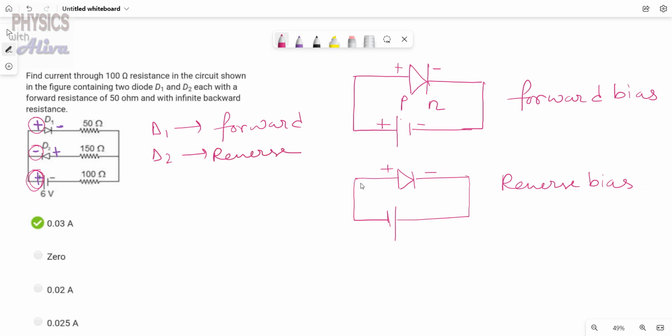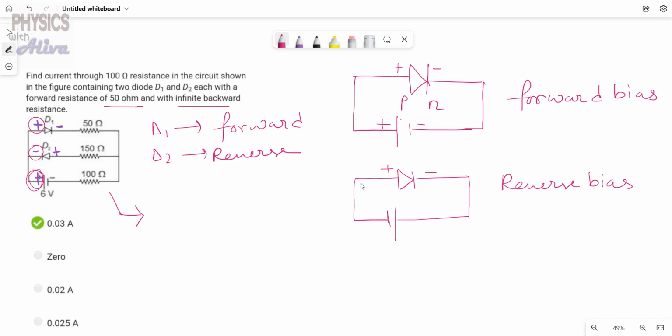So in this situation, it is written in the question that the two diodes D1 and D2 each have a forward resistance of 50 ohm and infinite backward resistance. That means when the diode is connected in forward bias condition, the resistance it offers in the circuit is 50 ohm. But when the diode is connected in reverse bias condition, the resistance of the diode is infinite. Okay, that means we can replace the circuit like this. We can replace the diode by its resistance.